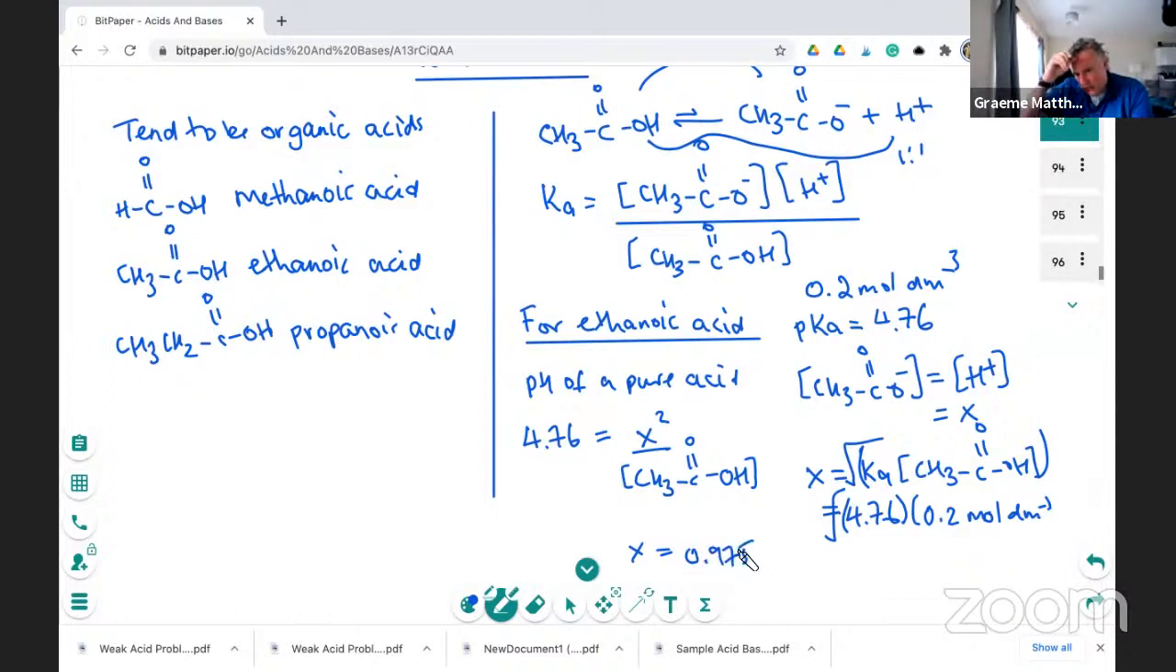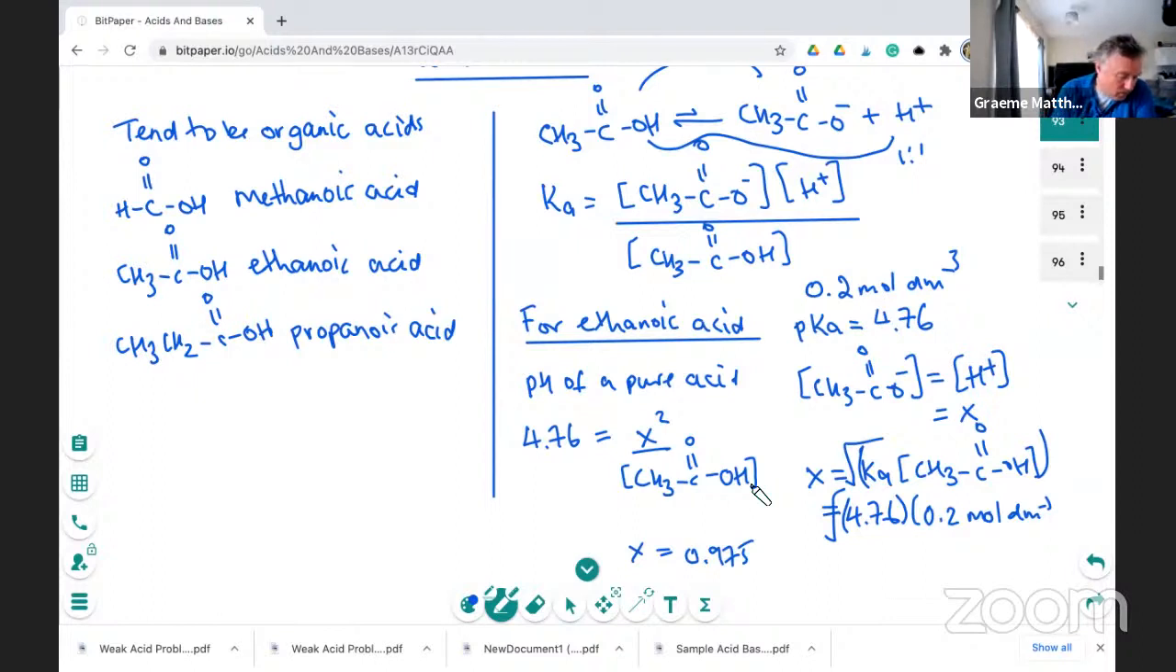Then I've got to take the negative log of that. So hold on, negative the log of 0.975. Okay, hold on. Ding, ding, ding. So just right there, the pH of this, 4.76 x squared of this. Yeah, okay, we should try this again. Hold on. Maybe I typed in 4.76 like this. Yeah, times 0.2. I got 0.952.